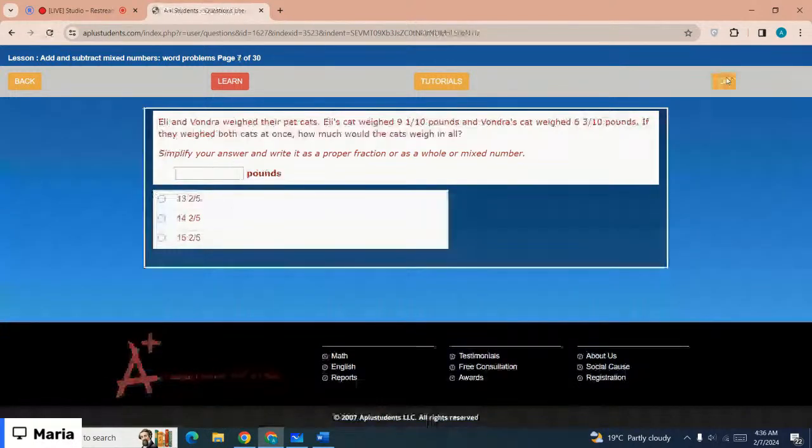The next one is: Ellie and Vondra weighed their pet cats. Ellie's cat weighed 9 whole 1 over 10 pounds and Vondra's cat weighed 6 whole 3 over 10 pounds. If they weighed both cats at once, how much would the cats weigh in all? So, which is the correct option?